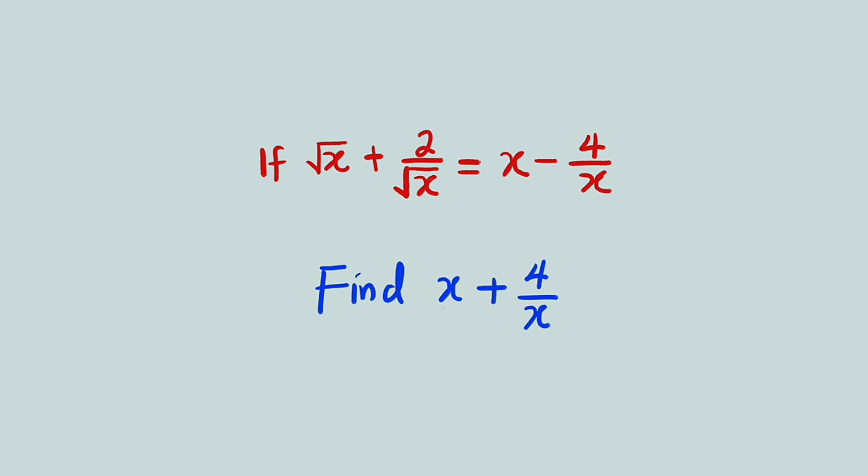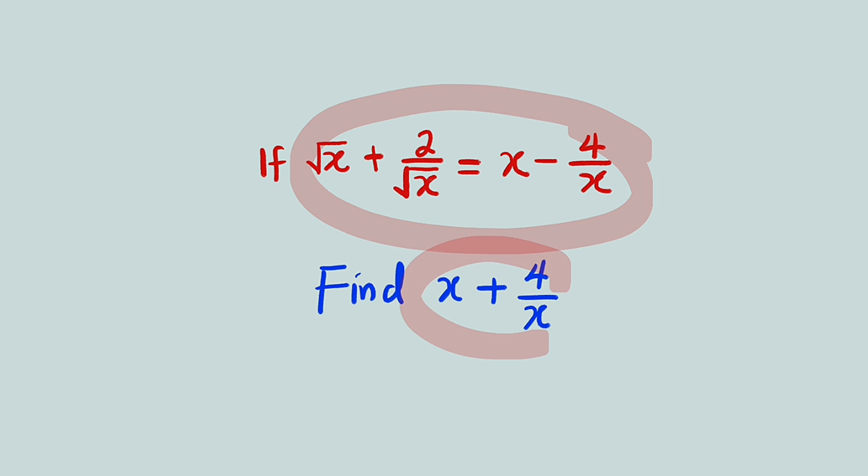We are asked to find the value of x plus 4 divided by x, given that the square root of x plus 2 divided by the square root of x is equal to x minus 4 divided by x. One beauty about this question is that we don't have to solve for the value of x. Otherwise, we can just solve for x here, substitute it here just to find the value of x plus 4 divided by x. But what we'll be doing here is to simplify this equation, transform it in terms of x plus 4 divided by x. Whatever we have to the other side is said to be the value of x plus 4 divided by x. All right, let's get started with the solution.